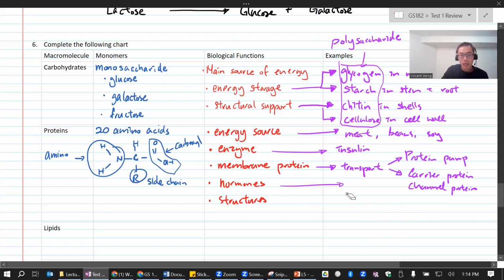Hormone. Oh, I'm sorry, I made a mistake. The hormone is the insulin here. I read that wrong. Enzyme would be like lactase, that we talked about. Enzyme catalyzes reaction. Hormone is like communication between different parts of the body, right? And structure would be like muscle, hair, nails, and so on and so forth. All right, there you have it. That's the protein.